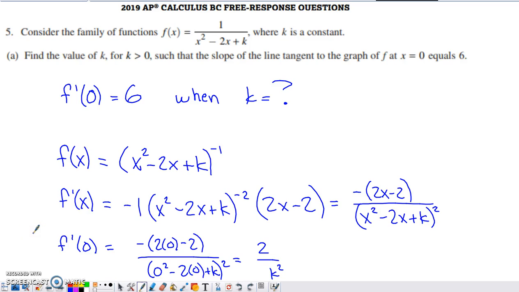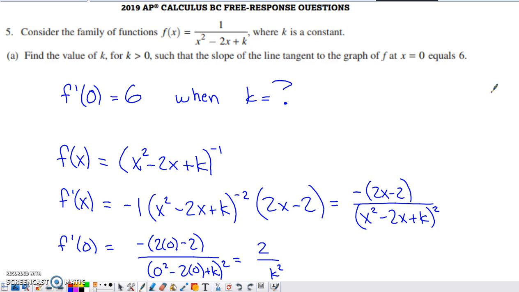This is number 5 from the 2019 BC Free Response Set. Non-calculator question here. A bunch of questions like this have been popping up in the last handful of years on the BC test, and they give us a statement about this function here, and k is within the denominator of that function, and that is an unspecified constant.